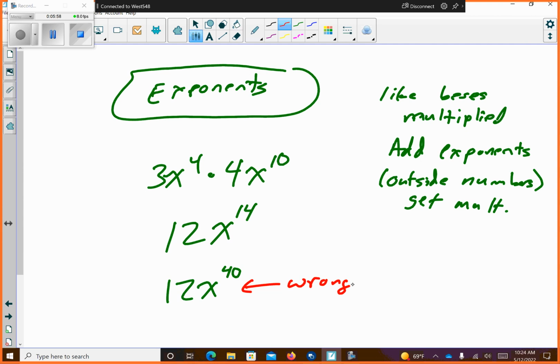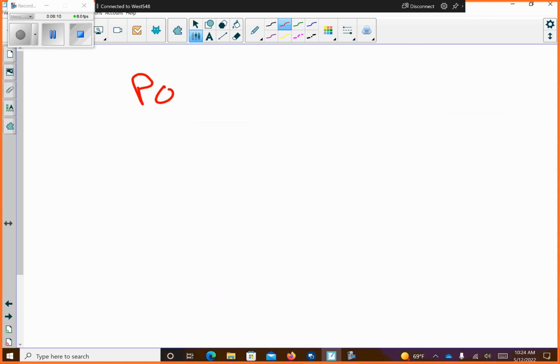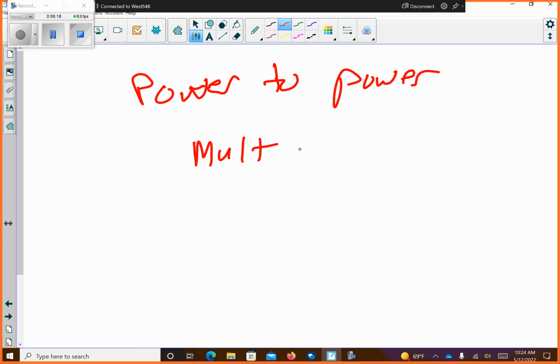But it's real easy when you go, oh, 3 times 4 is 12. Oh, cool, 4 times 10 is 40. You're right, 4 times 10 is 40, but that's not the process. But then we talked about power to a power. And that's where you multiply the exponents.